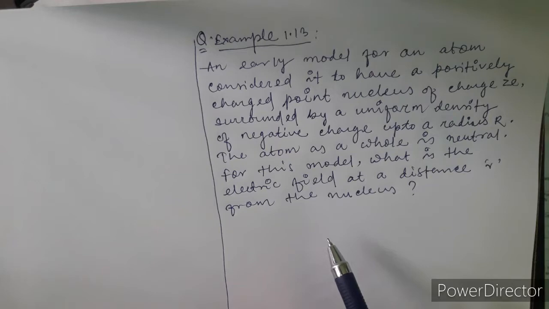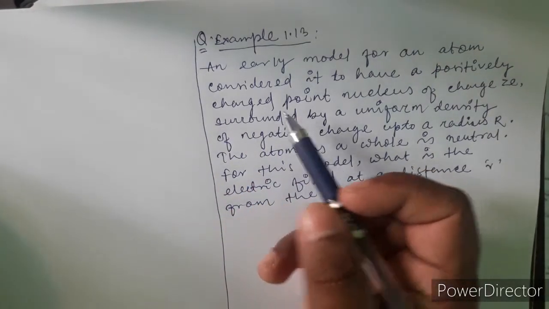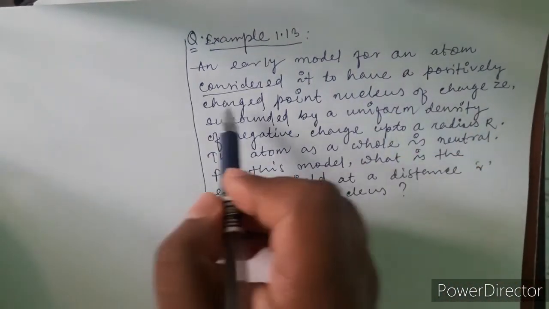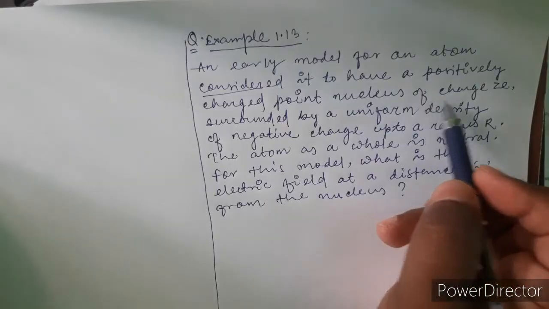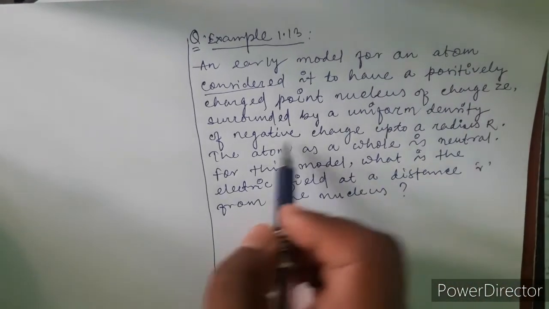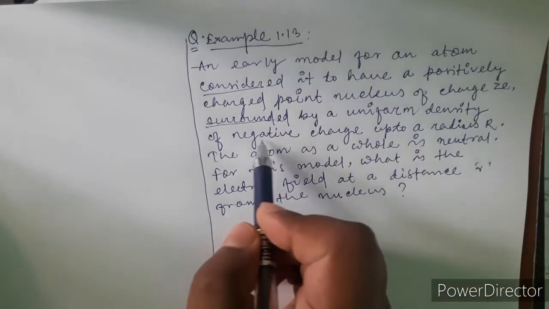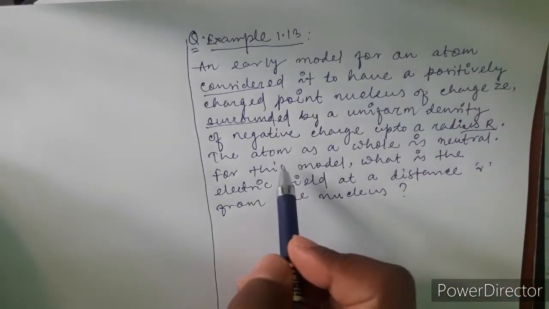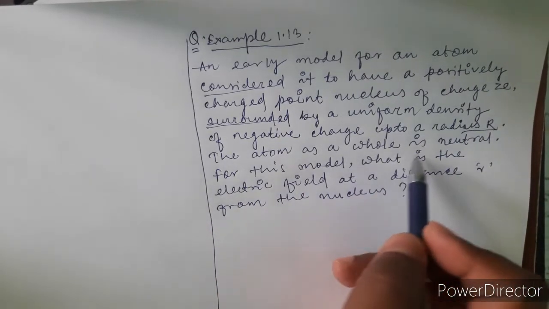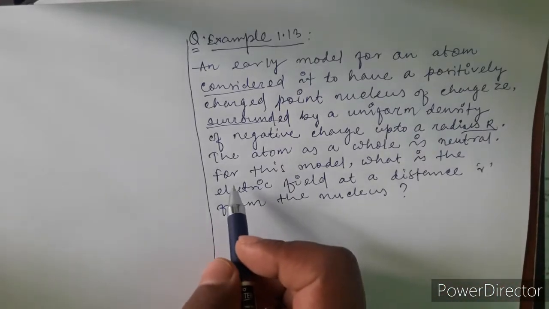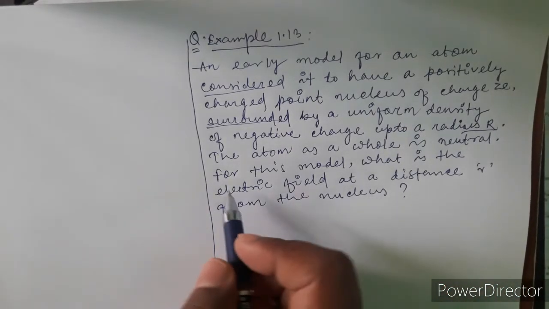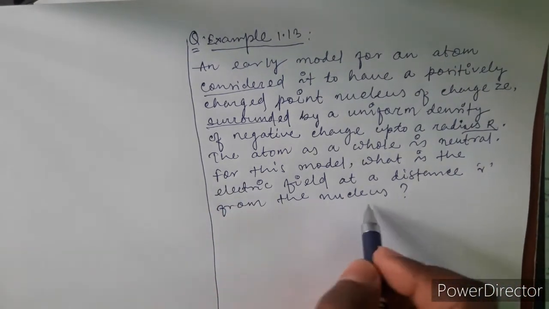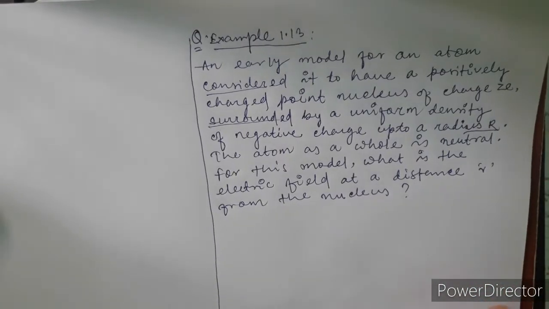So the question is: in an early model for an atom, consider it to have a positively charged point nucleus of charge Ze, surrounded by a uniform density of negative charge up to a radius R. The atom as a whole is neutral. As you know, an atom is neutral. For this model, what is the electric field at a distance r from the nucleus? Let me elaborate the question a little bit.